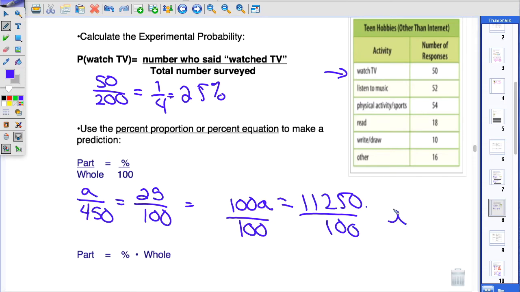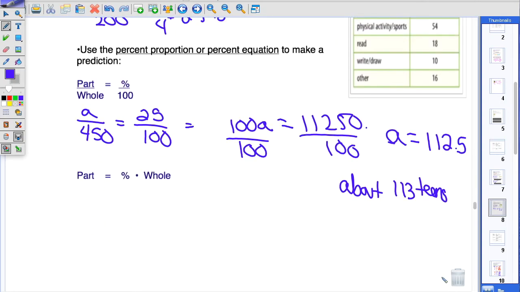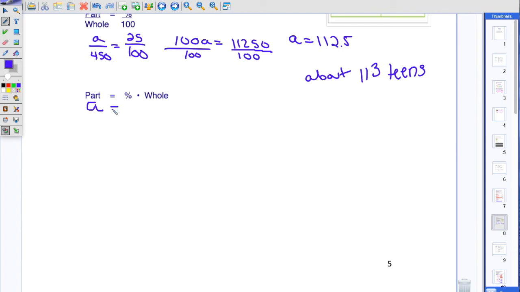So we get A is equal to 112.5, which is about 113 teens. We could also use the percent equation, which is A is equal to your percent as a decimal times your 450. You will get the same answer, 112.5, which is about 113 teens.